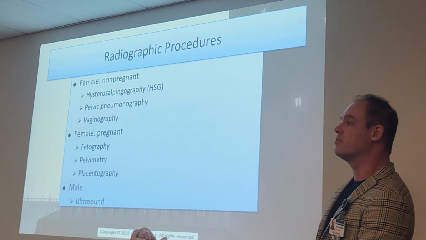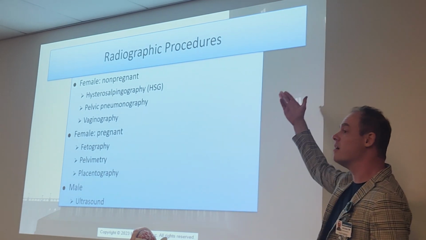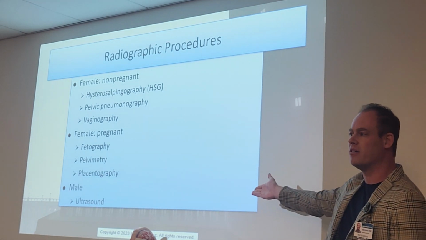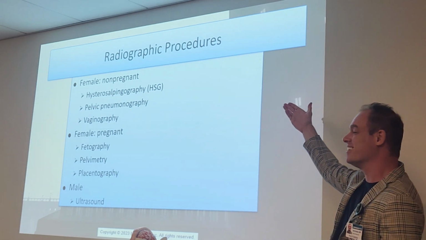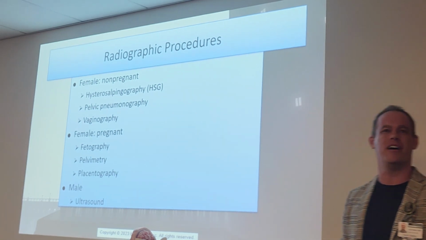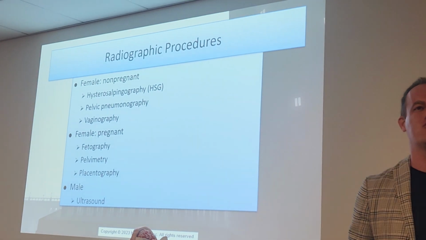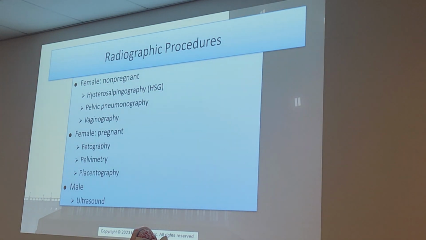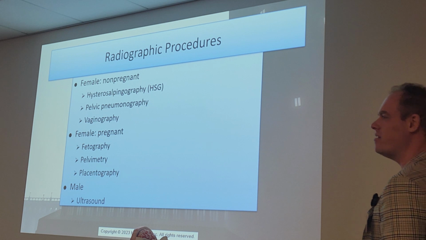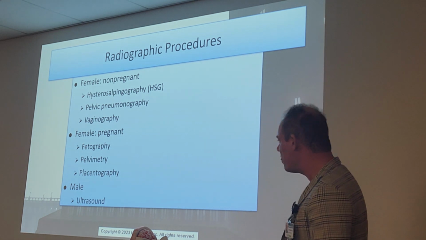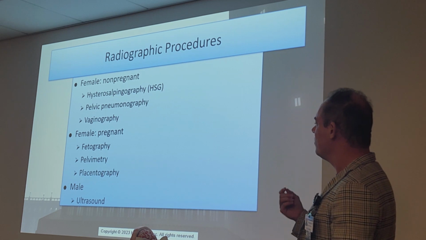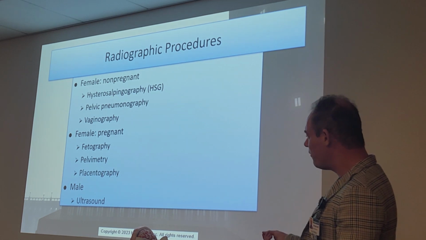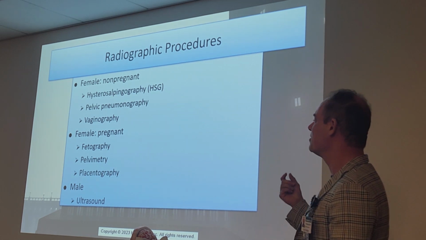And now we're going to talk about some procedures. You'll notice a lot more on the female side as compared to males. Males just go to ultrasound. Females have a lot more different procedures we're going to talk about. Of those, we have the hysterosalpingograms, or HSGs, pelvic pneumography, vaginography, and then fetography, pelvimetry, and placentography.